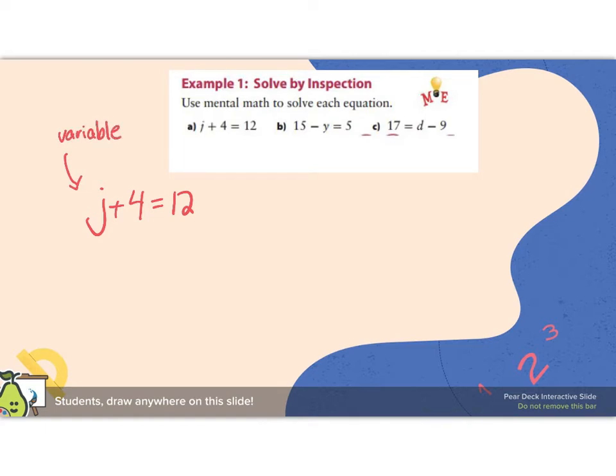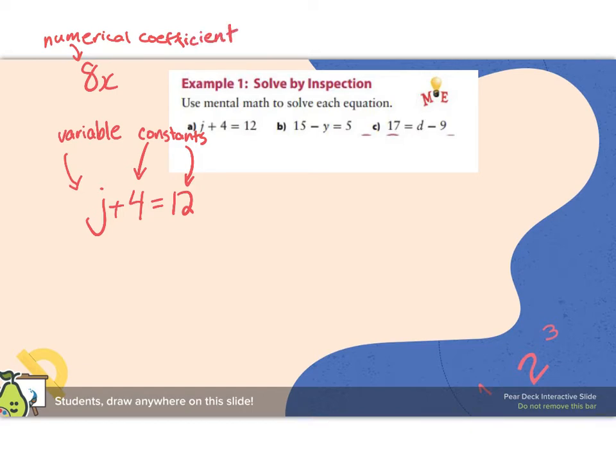And then our numbers that are by themselves are called constants. So in this case, we actually have two constants. 4 and 12 is also a constant. Numerical coefficients are the ones before letters. So for example, if I have 8x, this 8 would be my numerical coefficient. That tells me how many times I'm multiplying my variable by.